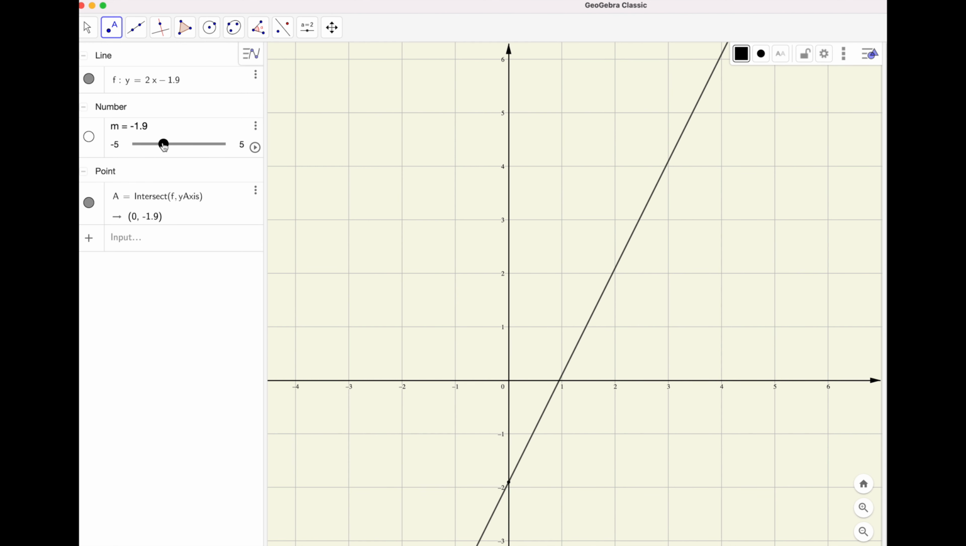So hopefully you understand what is the effect of changing m and changing k. Changing m will shift the line up and down. Changing k will rotate the line around the point of the y-intercept. Okay, is that clear?